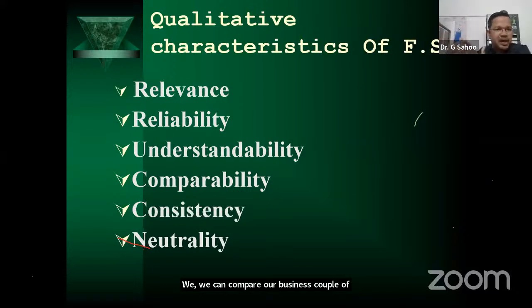That is inter-firm comparison. So the financial statement should be prepared in such a way that it must be comparable. That means we can compare our own performance within the organization, or we can compare our performance with other business performance or other entities' performance. Next one, consistency. Consistency means what?